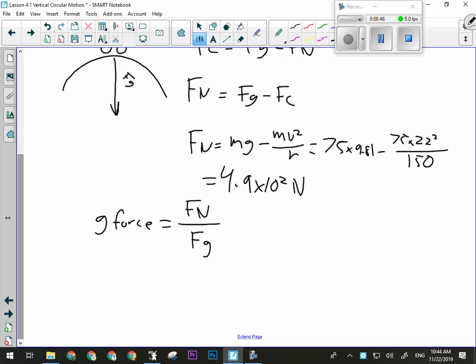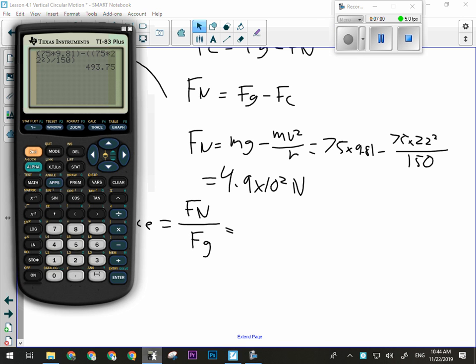In this case, it's probably going to be less than 1. This person's going to feel heavier or lighter. Probably lighter than normal. That's usually what's produced in this situation. So we'll take that answer and we'll just divide it by 75 times 9.81. So this person is feeling a G-force of 0.67 Gs.